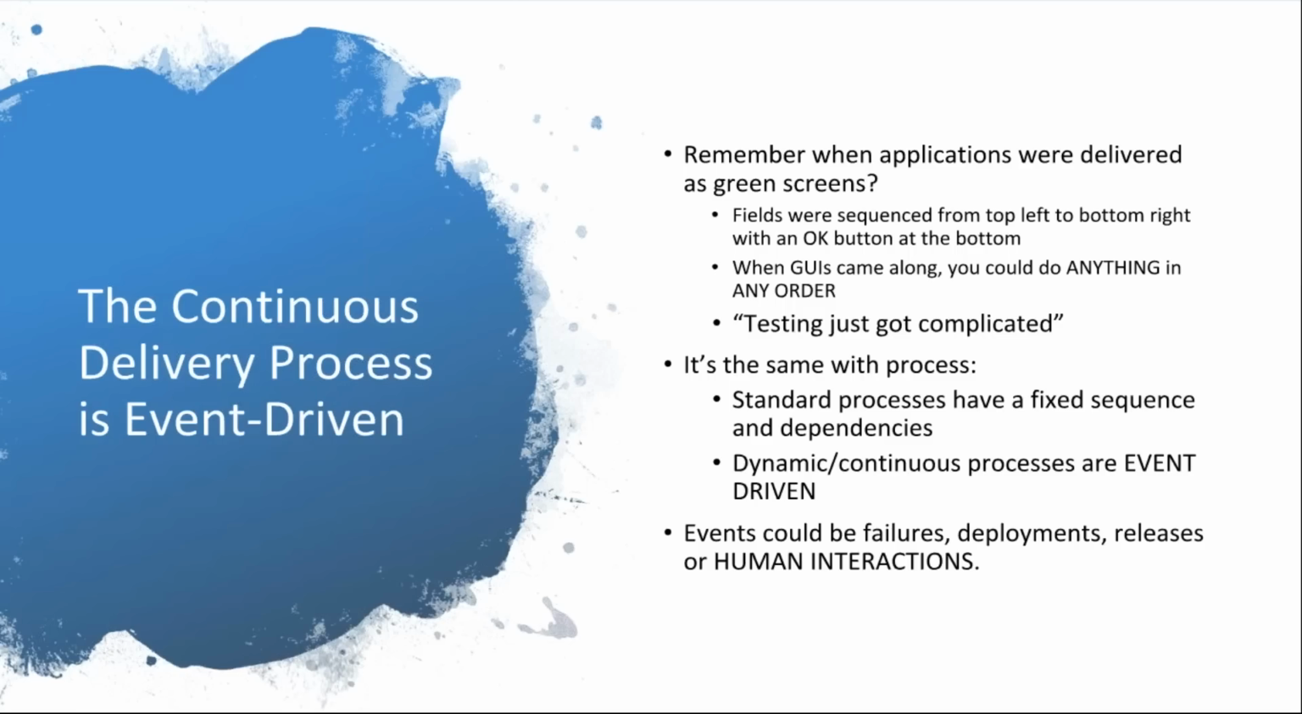It's very kind of sequential in that way. When GUIs came along, when Windows applications came along, we could enter data into screens in any order we like, just by clicking on the fields in the order we want. So suddenly testing got much more complicated because of that, because the number of paths and permutations, combinations suddenly exploded.